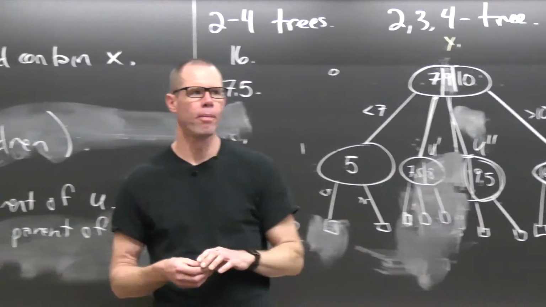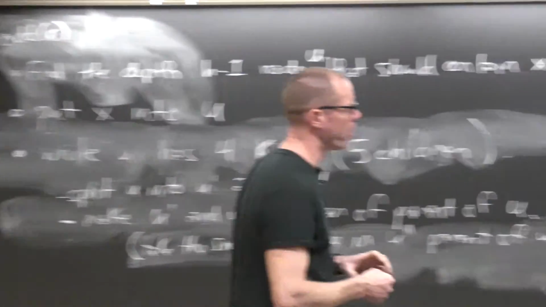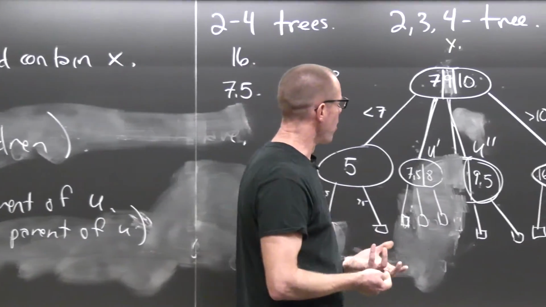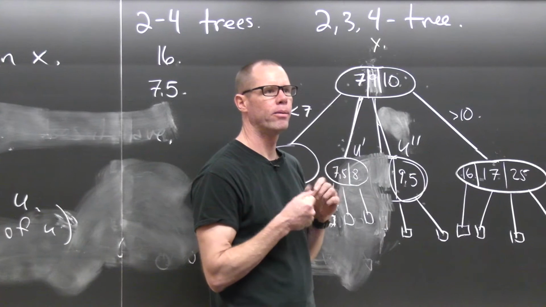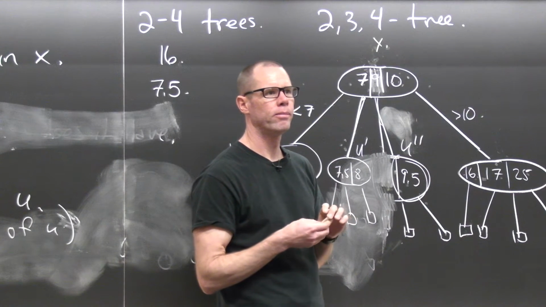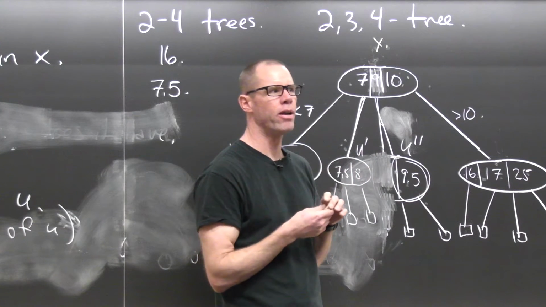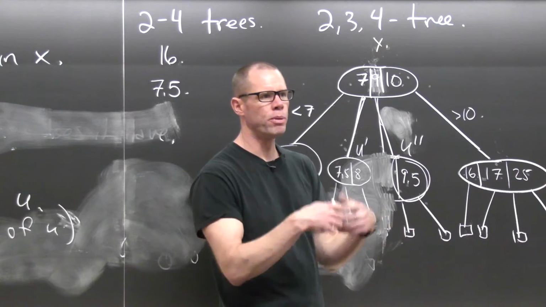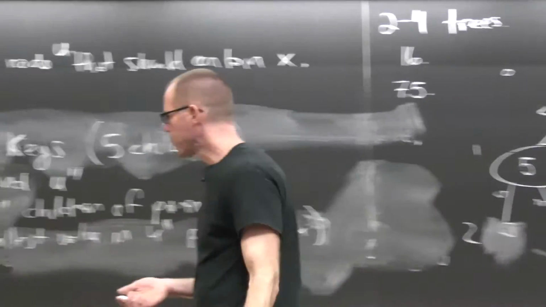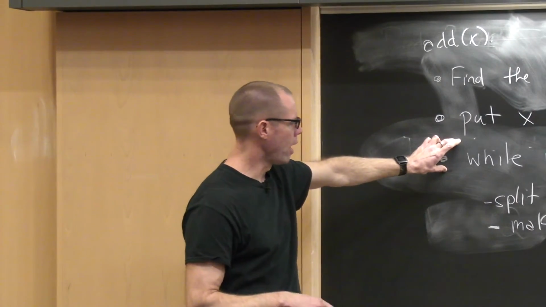What if the parent already has 3? What if the parent already had 4 children? Then when we did this operation, we would have 5 children. Do we know how to handle that? That's the situation we're handling, right? We created a node u that had 5 children, and we didn't like that, so we split it into 2 nodes. So that's why I have this while u has 4 keys.